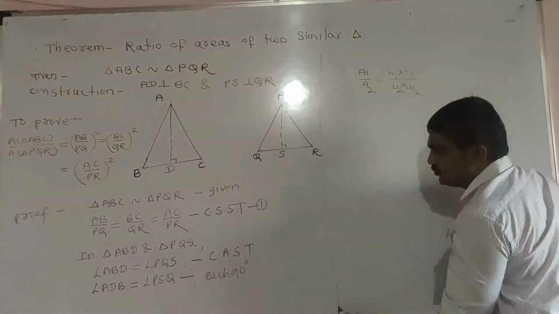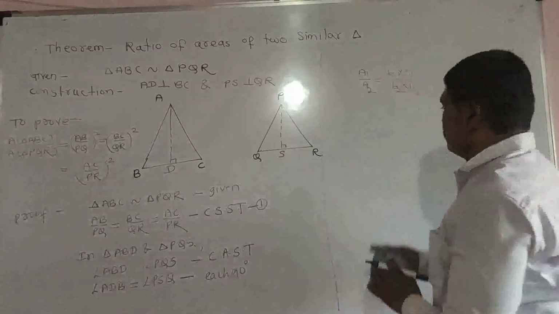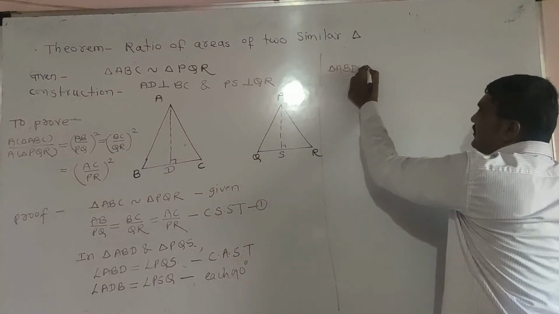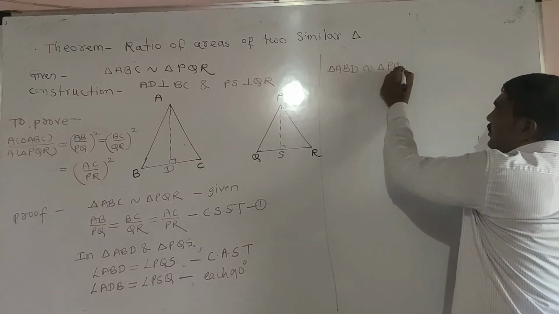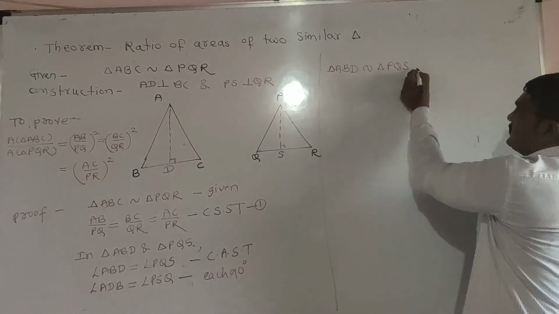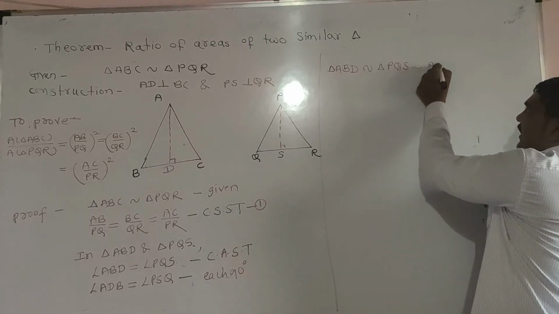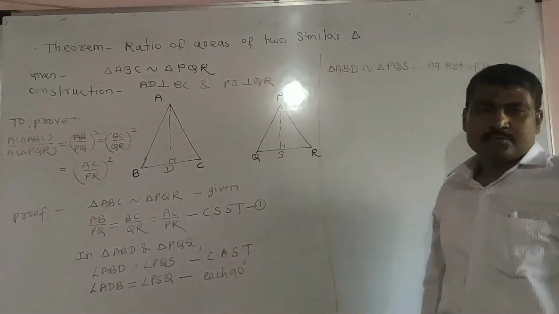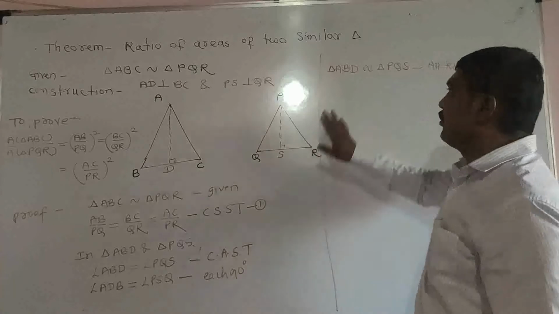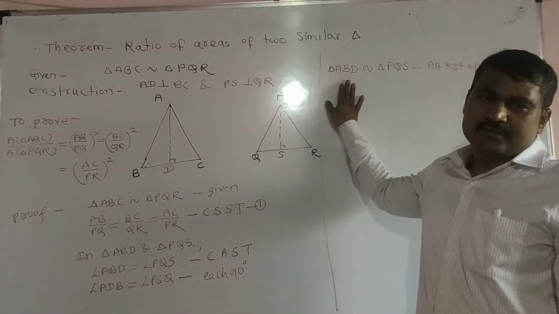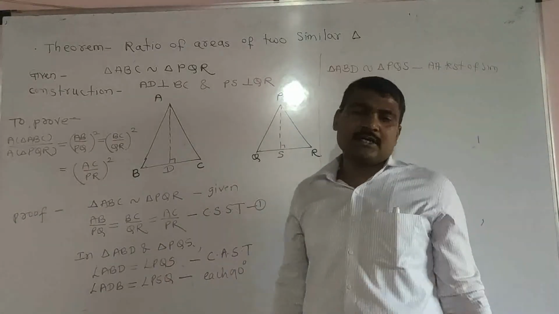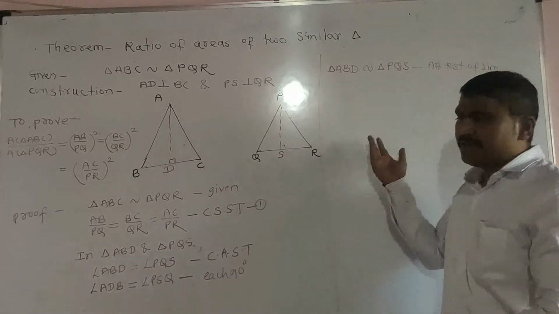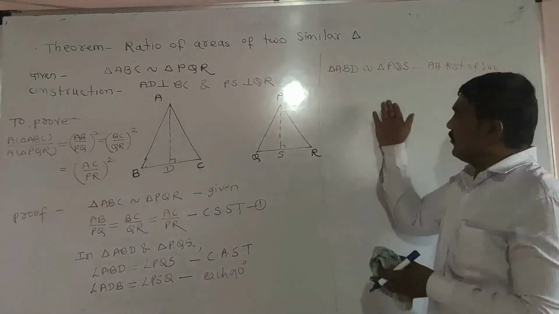So now we can write that triangle ABD is similar to triangle PQS. What is the reason? AA test of similarity. Understood? With the help of the test of similarity, we have shown these two triangles are similar. And as we know, when two triangles are similar, the ratio of corresponding sides is the same. But why have we done this? There should be some reason to do this.